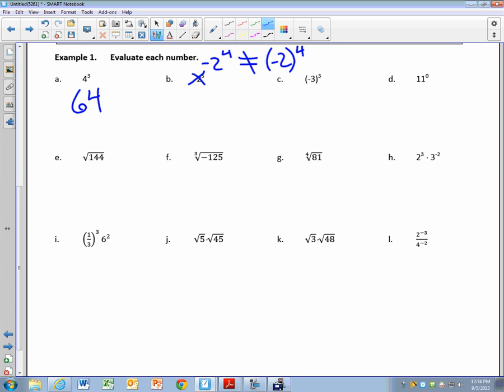Those are different. This means that you're taking 2 and multiplying it 4 times, then making it negative. This means you're multiplying -2 4 times. So the negative goes to work 4 times in this one. How many times does negative go to work here? Just once. So will the result be positive or negative? It will be negative.